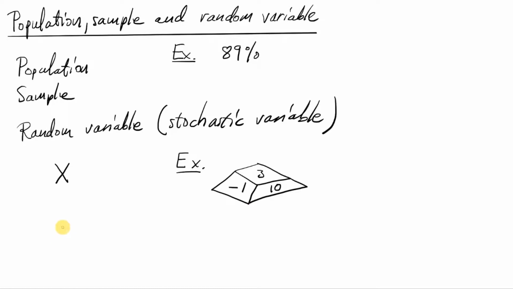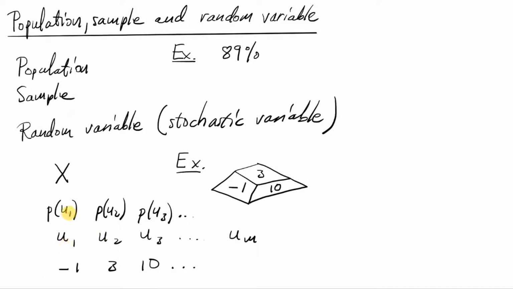So if you have a number of outcomes, let's call them U1, U2, up to UM. So you have M outcomes. And if you assign to these outcomes a value, for example like this, and each outcome occurs with a certain probability, then this constitutes a random variable. Random variables are denoted by capital letters, for example X, Y, or A, B.